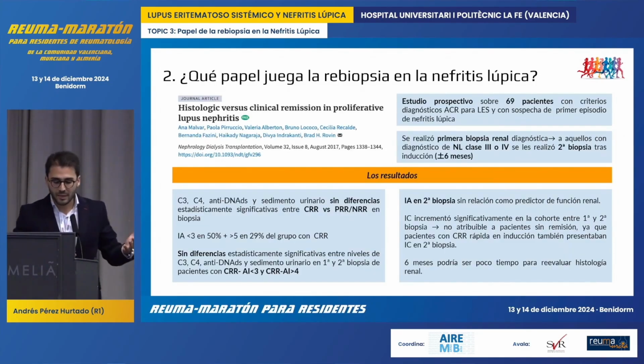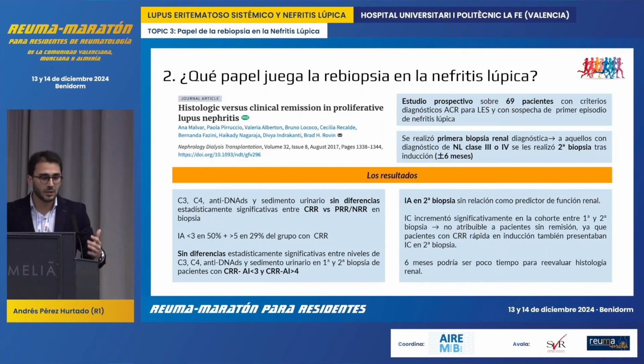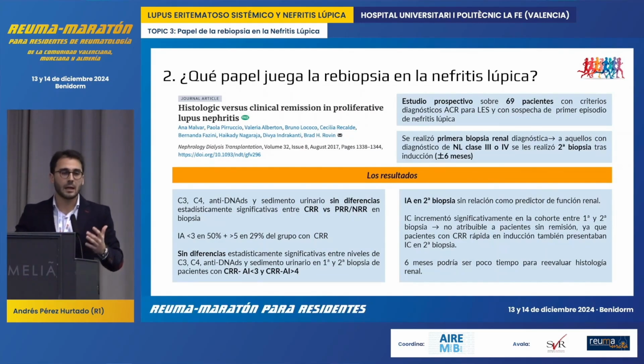So, to get started, here we have an article published in 2017 by Anna Malvar and colleagues. Anna Malvar, well, I imagine that those of you who have been around longer will recognize the name. She's kind of the Pope, one of the leading experts in lupus nephritis. And in this prospective study, she compares histological changes with clinical and laboratory manifestations in patients diagnosed with lupus nephritis in remission, but of the proliferative type.